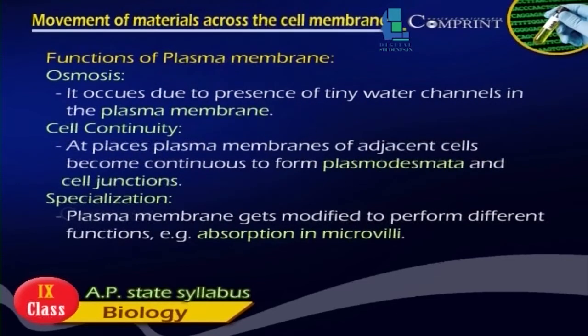Osmosis. It occurs due to the presence of tiny water channels in the plasma membrane. Cell continuity. At places, plasma membranes of adjacent cells become continuous to form plasmodesmata and cell junctions. Specialization. The plasma membrane gets modified to perform different functions. For example, absorption in microvilli.